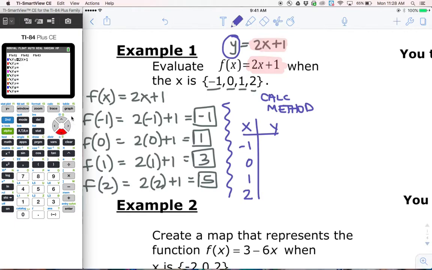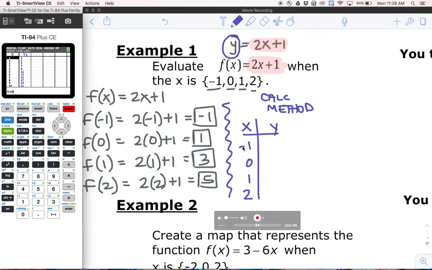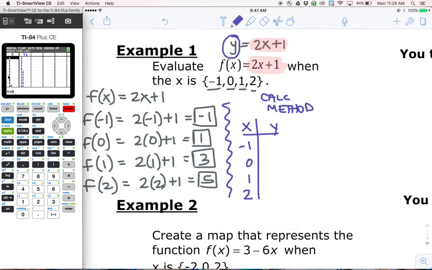Okay, now see this blue word right here that says table? My calculator will generate a table for me, but since it's blue, I have to press second and then this button right here. And that will take me to my table. Now notice, I'm looking for the values negative 1, right, and 0, and 1, and 2. So we're going to go to negative 1 over here. I have to click up to get it.